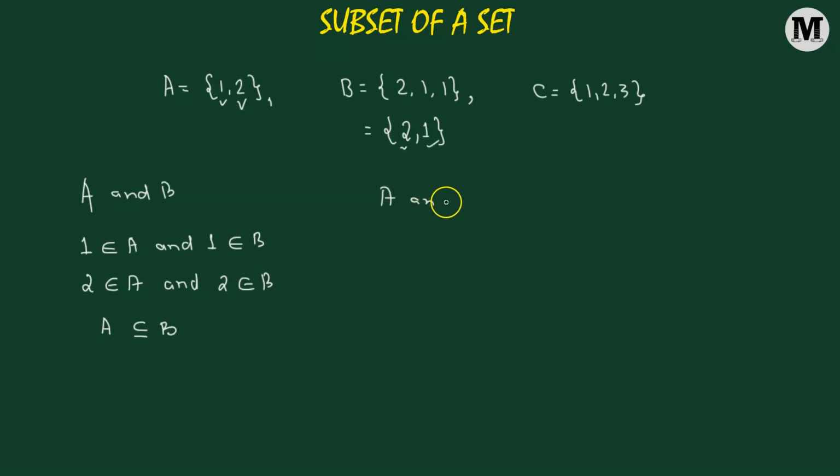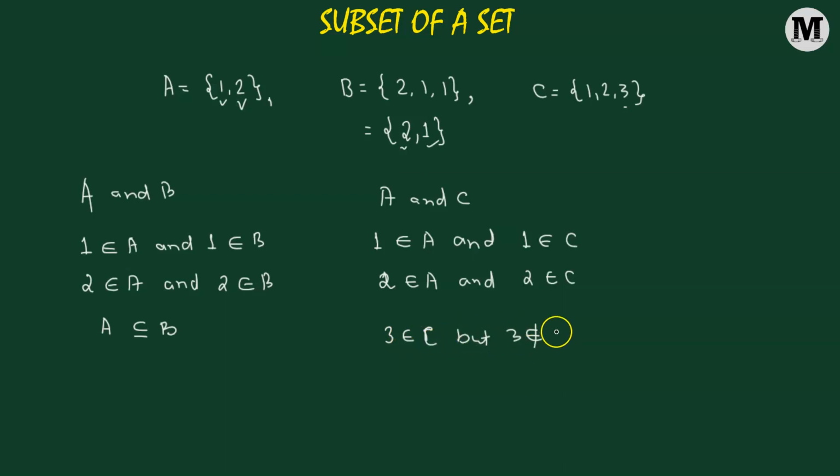Okay, what about the sets A and C? Let's look at set A and set C. Here the element 1 is contained in the set A, and the same element 1 is also contained in the set C. Then we have the second element 2, which is contained in A, and it is also contained in the set C. Now, we can say that A is a subset of C. However, if we look at the third element, there is one more element in set C. Here 3 is an element that belongs to the set C, but 3 does not belong to the set A.